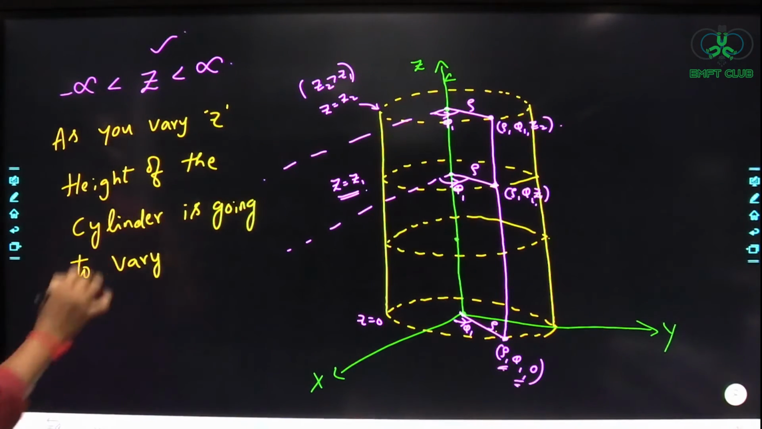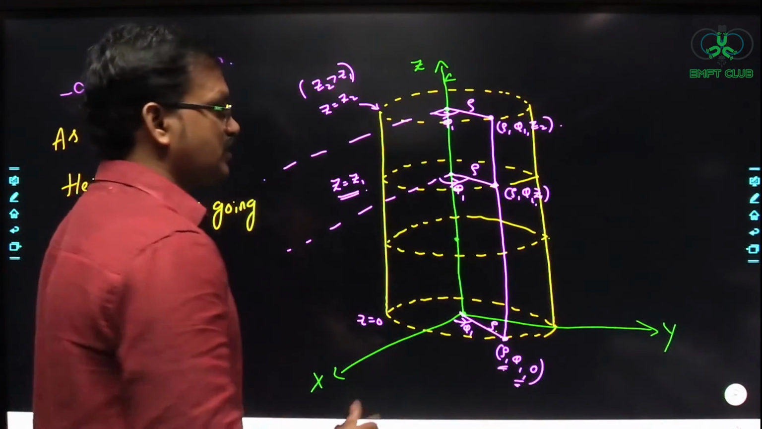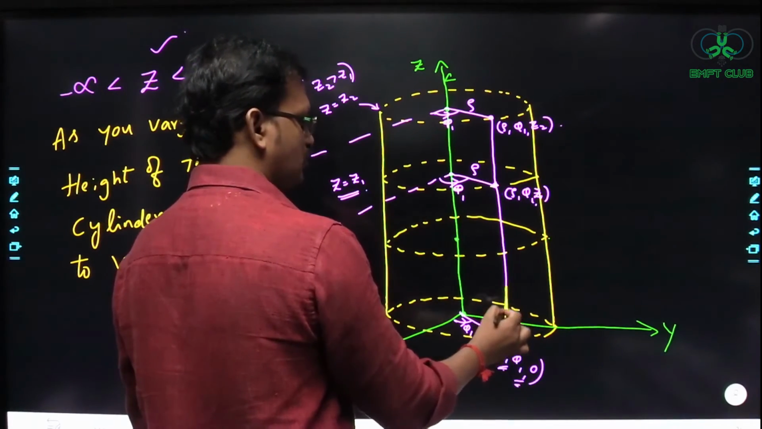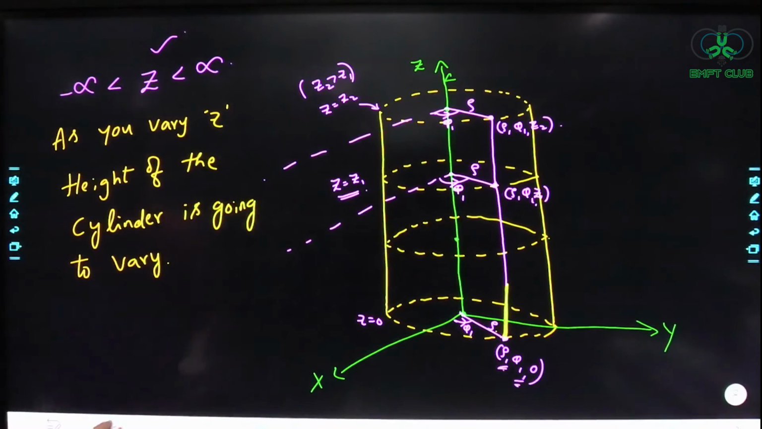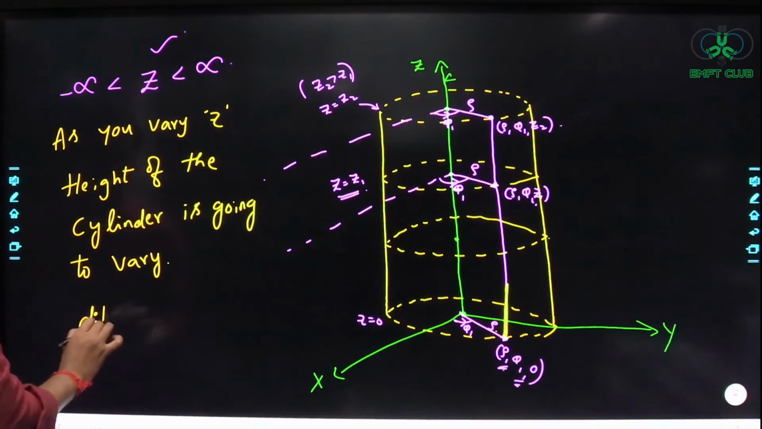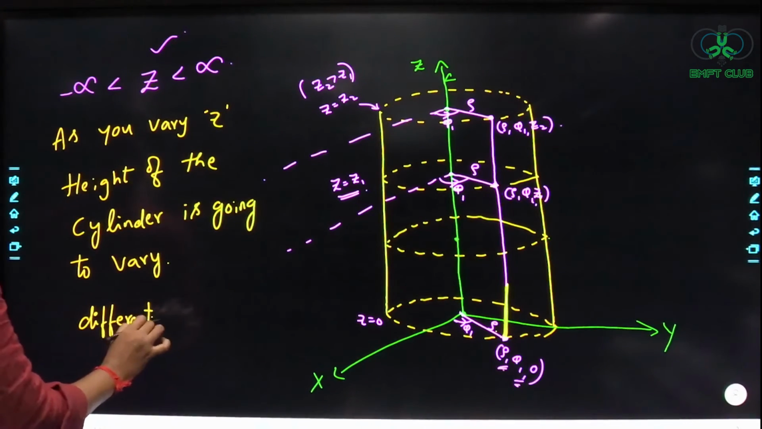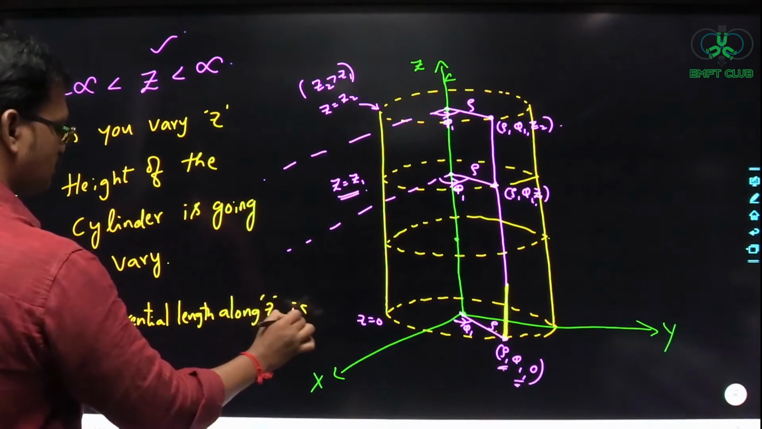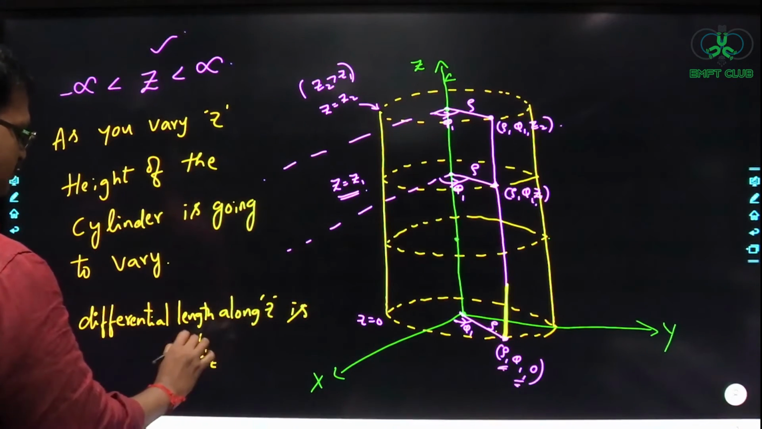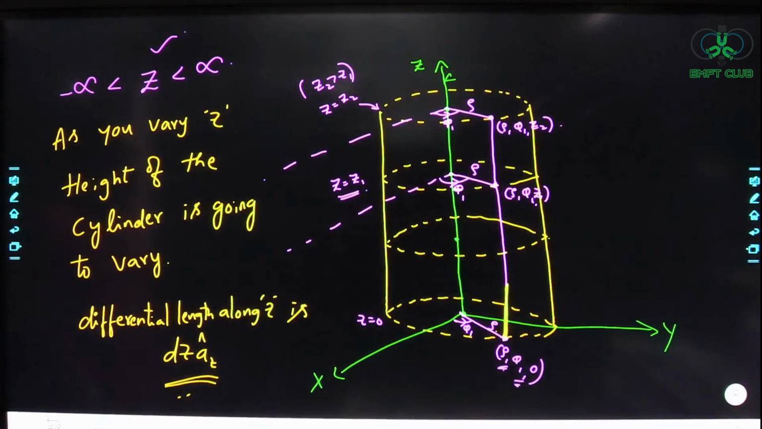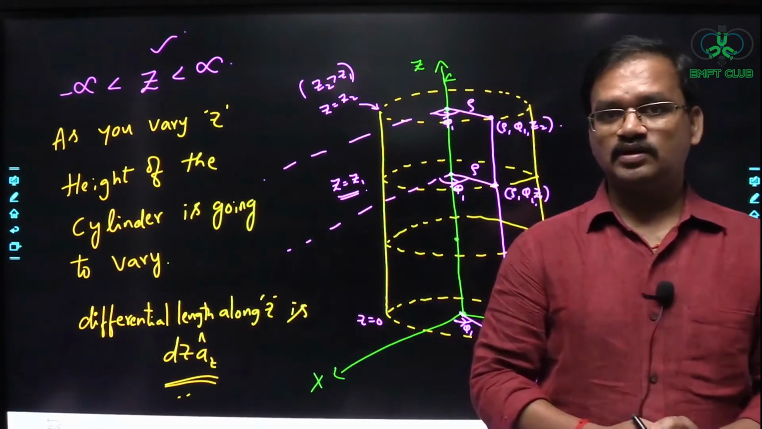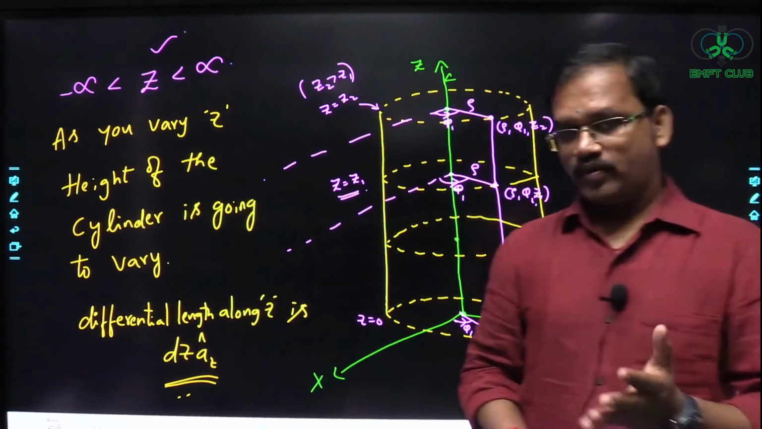And one more thing here: what is the differential length along z? As you move along z, you are moving along a straight line path. So if you are moving along a straight line path, the differential length along z is nothing but simply dz az cap, the same as in the rectangular coordinate system. There is no change in that. So as you vary z, the height of the cylinder is going to vary, and the differential length along z is nothing but dz az cap.